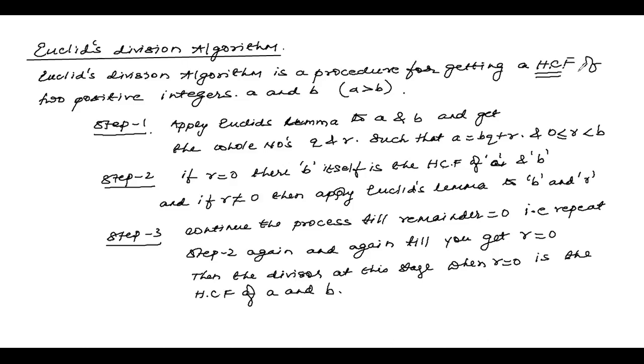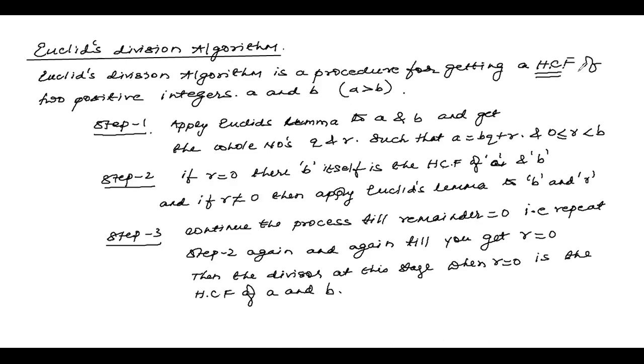Whole numbers Q and R such that A is equal to BQ plus R, and R should be greater than or equal to 0 and less than B. Now अगर R 0 आया रिमाइंडर, तो अब सीधा B को HCF बोल सकते हैं A and B का, B itself is the HCF of A and B. अगर R 0 नहीं आया, आप फिर से रिपीट करेंगे यूक्लिड्स लेमा ऑन B and R.